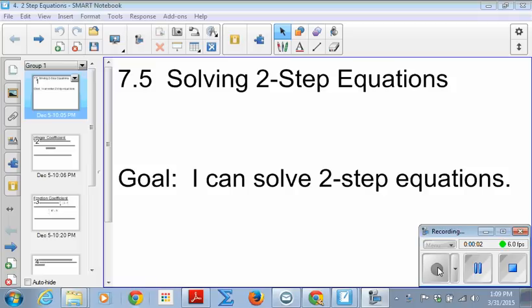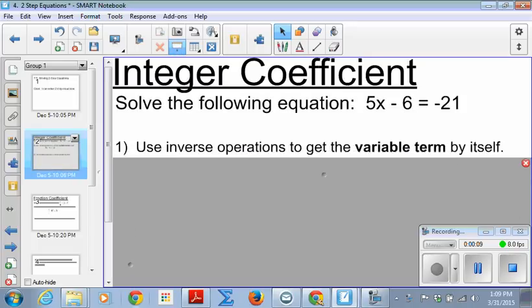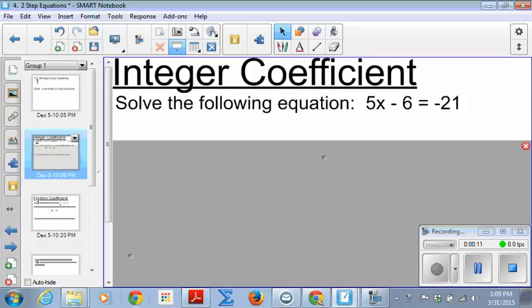Today's lesson is on solving two-step equations, and the goal is to solve two-step equations. So let's do a problem with integer coefficients. You did the pouches and coins problems yesterday. You cross things out and move things around. We're doing that now without the drawings.